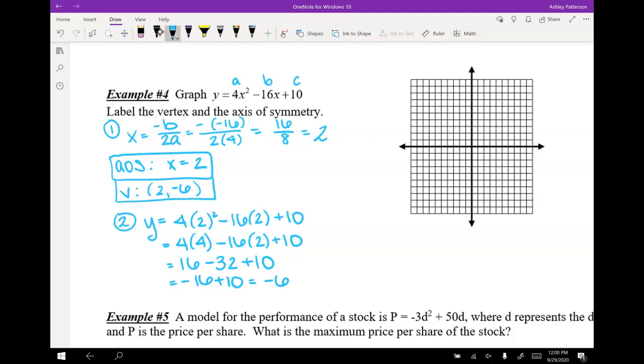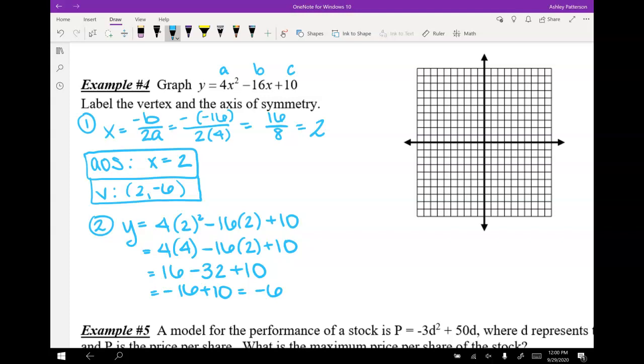Excellent. Okay, so on our graph, I'm going to go to 2, 1, 2, 3, 4, 5, negative 6, and there's my vertex. But I need more than just one point in order to graph. In order to find another point, you're going to have to pick an x value that is close to the axis of symmetry location. I'm going to say it one more time because you need to write this down. You need to pick an x value that is close to the axis of symmetry location.